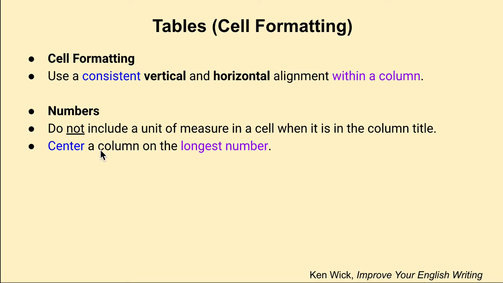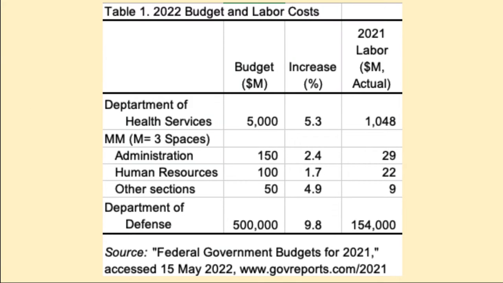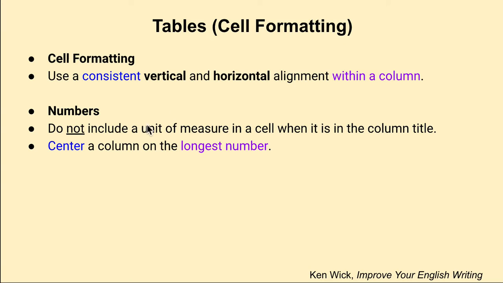And you want to center the column on the longest number. Like here, this column, budget, is $500,000. Now, these light lines would not appear in the table. I did make this in Excel, and I did include the lines just so people could see the formatting. Is it centered? Is it left? Is it right? I left these in just for clarity of example. But notice how in this budget column, the $500,000 is the longest number, and it's centered on this number because that's the longest number.